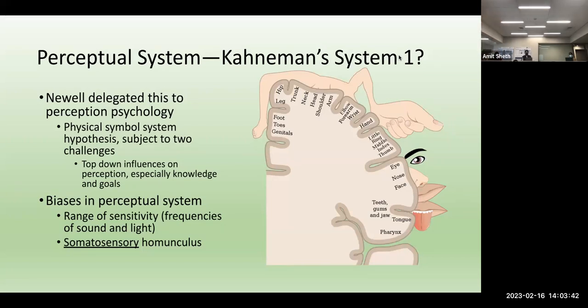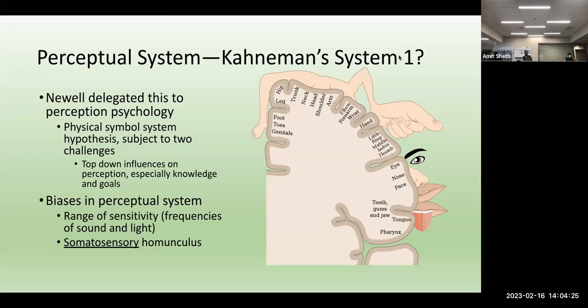But I do want to make the point that there are bottom-up influences, and I've made this point before, but I want to make sure it's clear. There are bottom-up influences on our ability to detect things in the environment. So I already talked to you about how we're differentially sensitive to different frequencies of sound. I didn't make the point about light, but the same thing holds. And what I have here is a projection, not of our visual and auditory systems on the brain, but our sense of touch on the brain.